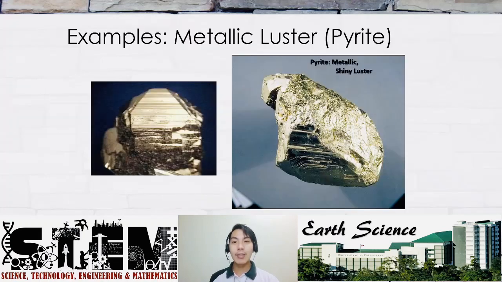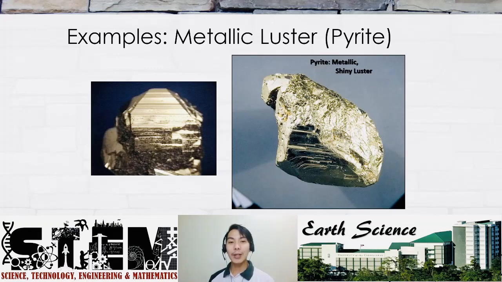Another example of a mineral that exhibits a metallic luster is pyrite. Pyrite has a metallic and shiny luster. If you look at it, it looks like gold. Pyrite is also known as fool's gold, simply because non-geologists would often mistake it as gold.